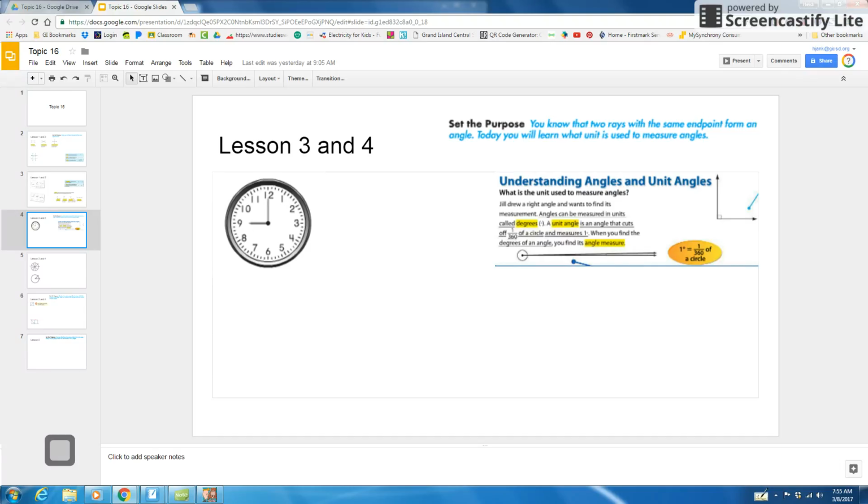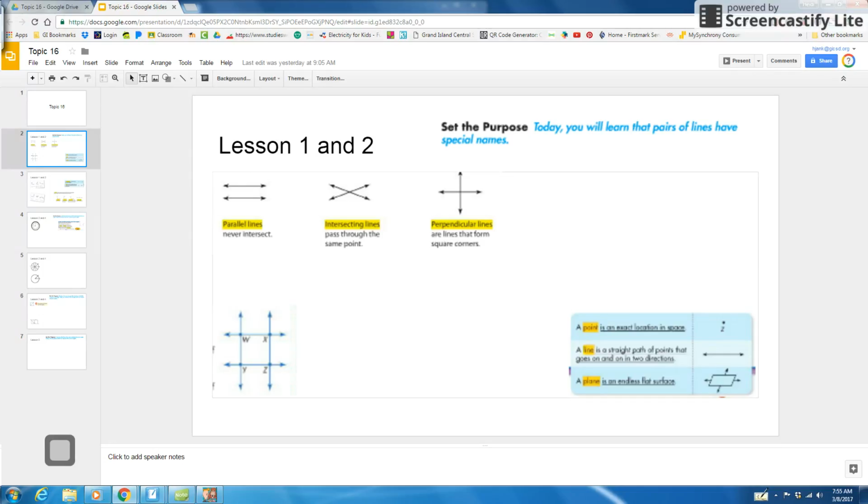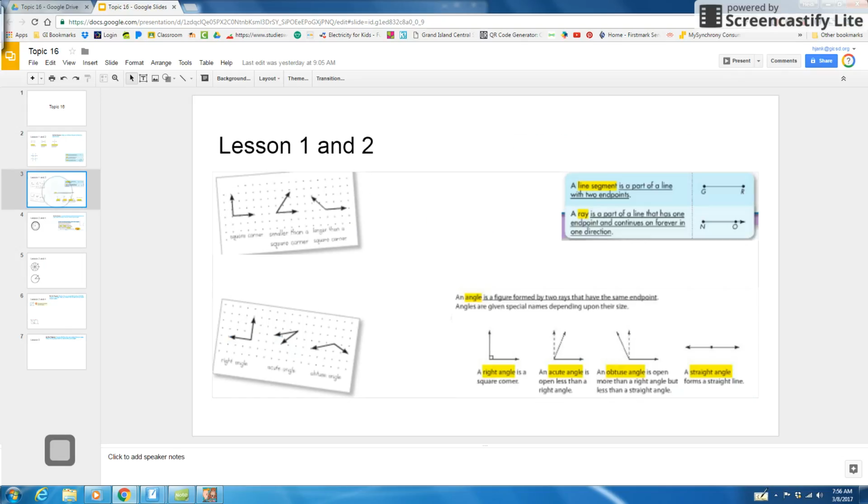The last video you watched, we talked about a lot of the vocabulary that we need for topic 16. So we talked about the different types of lines: the parallel lines, intersecting lines, perpendicular. We talked about a point, a line, a plane. And then the second part of the video talks about the different angles. And that's really what we're going to focus on with lessons 3 and 4.